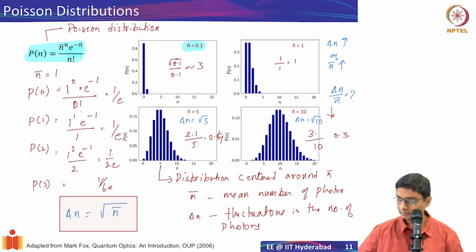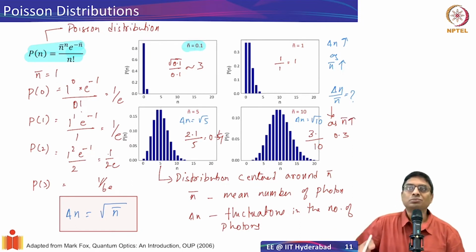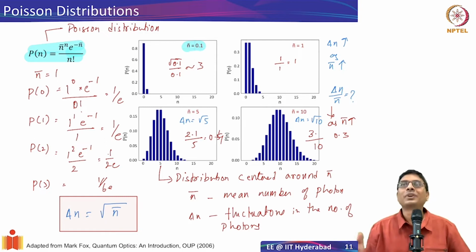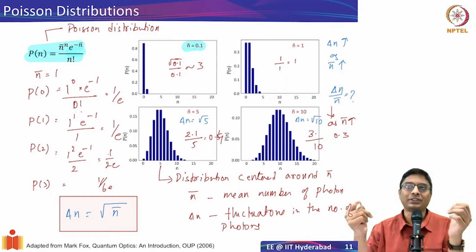As n bar increases, the distribution is more sharply, more well defined. The fluctuations are less. Relative fluctuations are less.